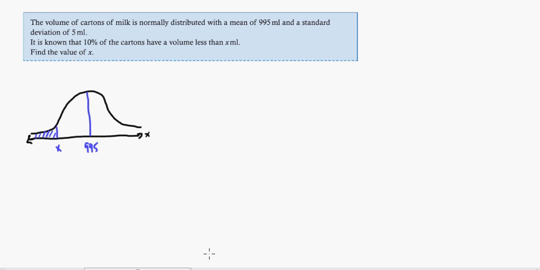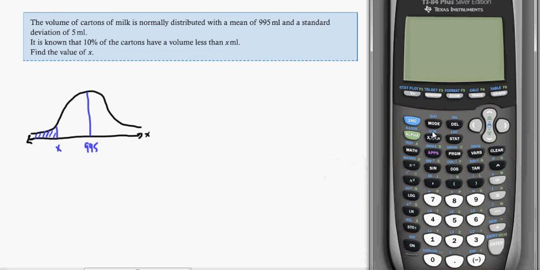Okay, now there's a very specific way to do this. Okay, you turn on your calculator, you clear it all out, and you go to second distribution. And anytime you're finding the X, instead of going to normal CDF, you go to inverse normal. Okay, now the area they say is 10%. Well, we need to put that as a decimal, so you just put 0.1. If you put 10, you can't do that because the area only goes up to 1. Okay, now they give us the mean, which is 995. The standard deviation is 5.